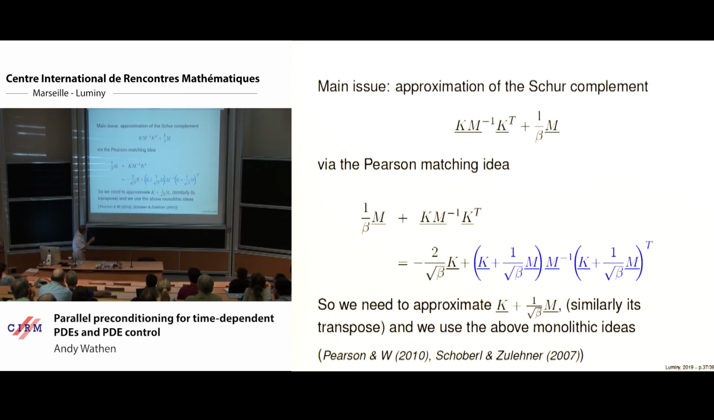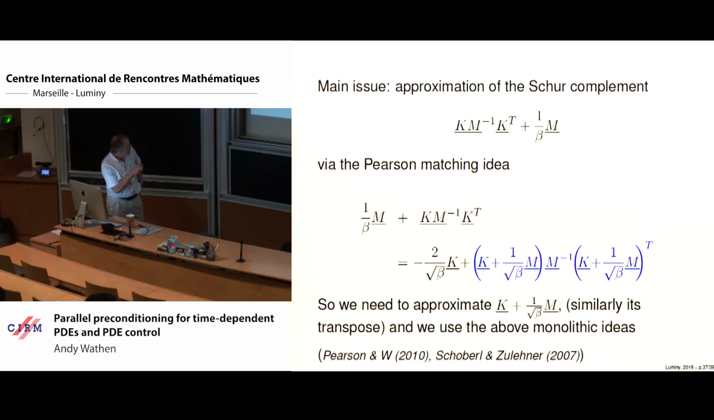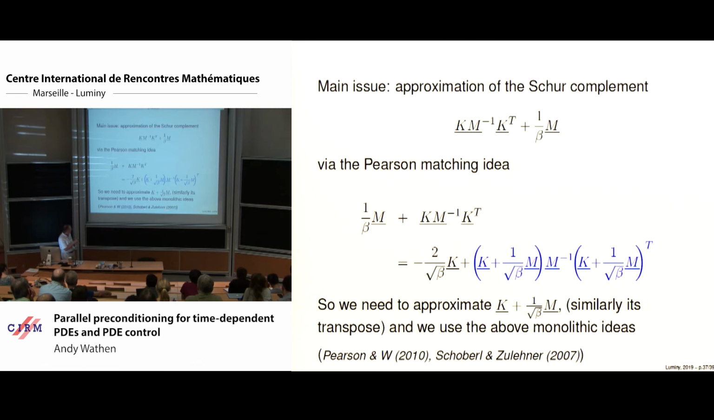We do it via what is called a Pearson matching idea, which is to do this approximation. Some of you may have seen it, some may not. That's in a paper by John Pearson and myself, 2010. Very similar ideas in Schöberl and Zulehner, 2007, I should say. So I don't want to not mention that.